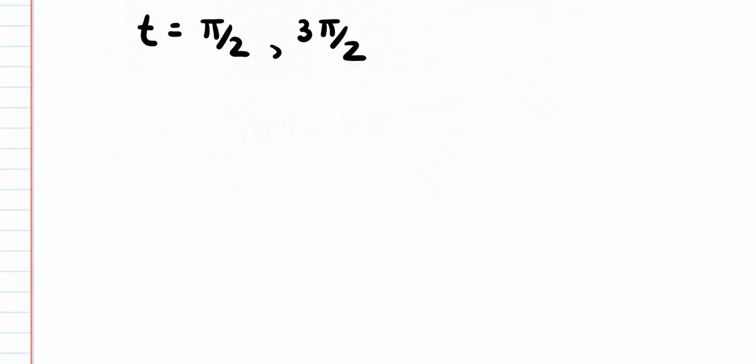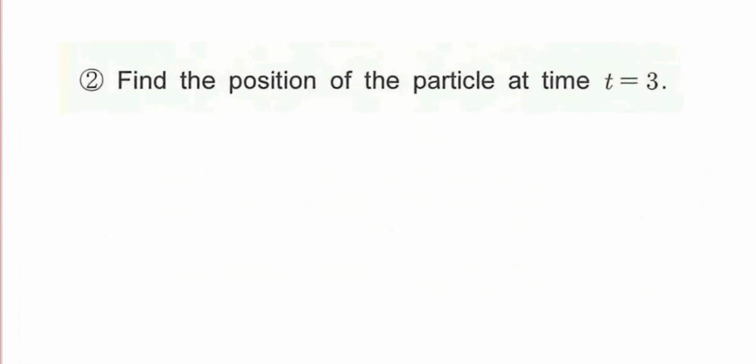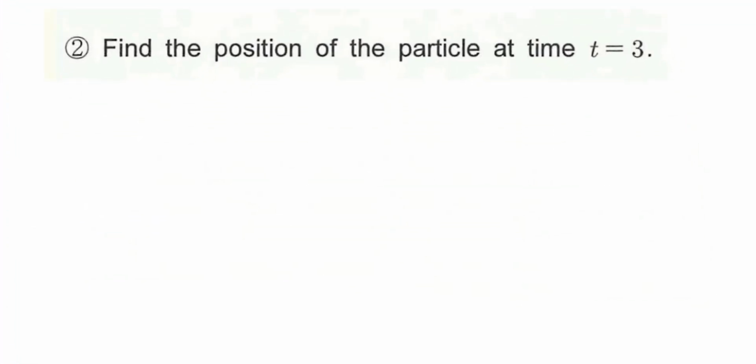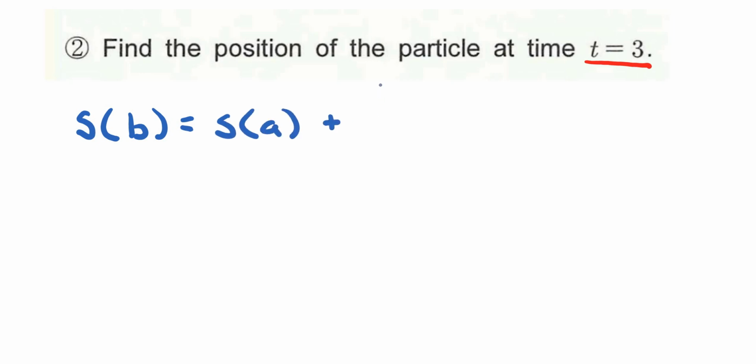Okay, let's move on to question number 2 now. For question number 2, I need to find the position of the particle at time t equals 3. So basically, you need to find the final position after 3 seconds. And we do have a formula for that. Your final position is equal to your initial position plus your displacement, which is the integral from a to b of your velocity function dt. This is a little formula that was given to you in your class notes, and this will help you find the final position of your particle.